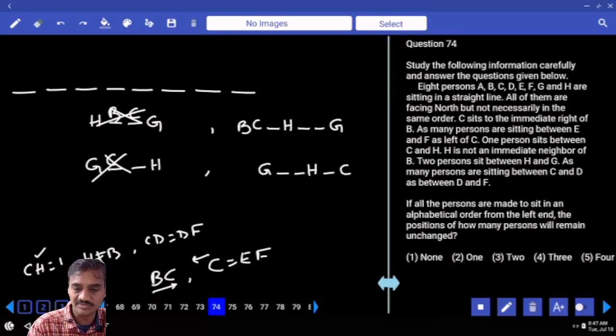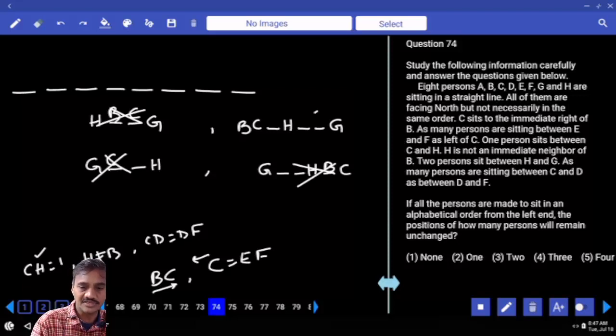Now C is to the immediate right of B, B is here. Is it possible here? H and B are adjacent to each other, so this case is also ruled out. And finally we are left with what? B, C, blank, H. This is the final arrangement we have. Though we started with 4 possibilities, 3 were completely ruled out.